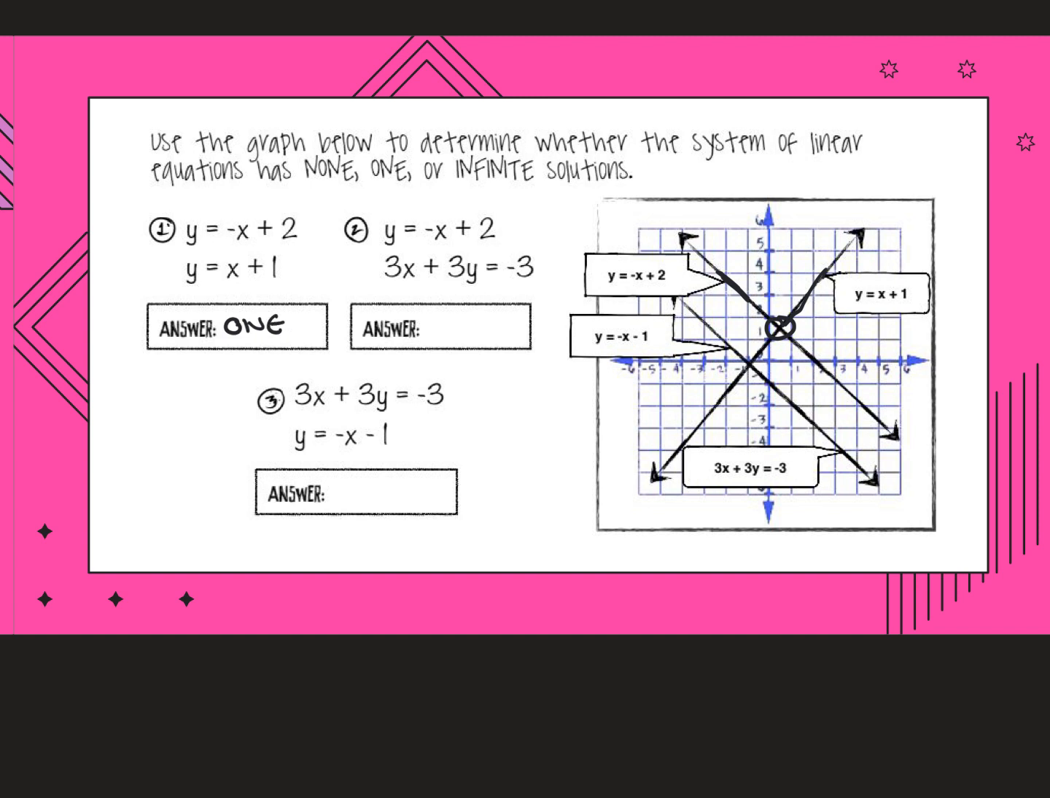Then we have y equals -x plus 2, and then we have 3x plus 3y equals -3. We see that those are parallel lines. So this line here and this line here, we can see they're parallel lines. So we have no solution. And then we see that 3x plus 3y equals -3 and y equals -x minus 1 are the exact same line. So we have infinite solutions.